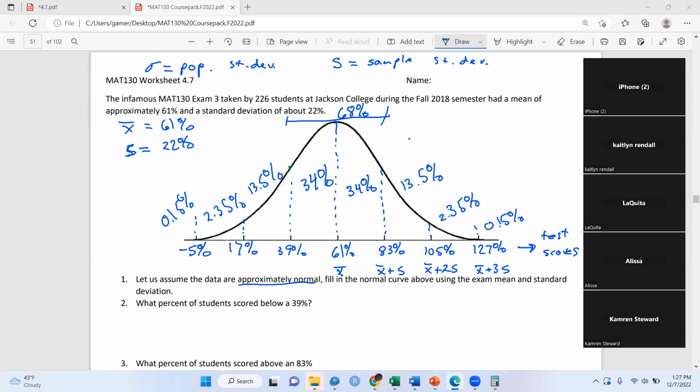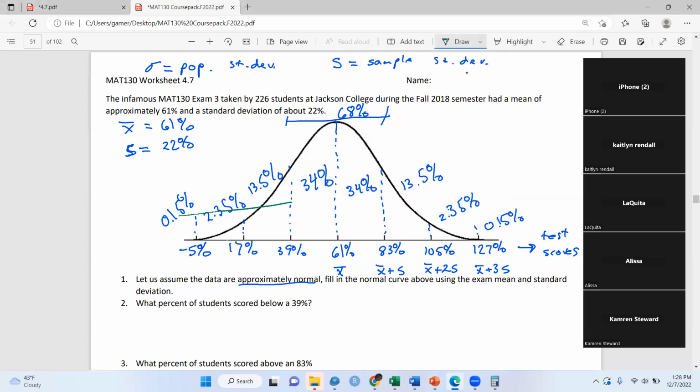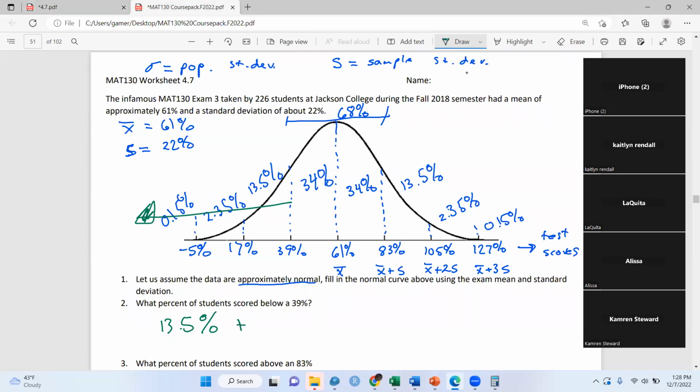Okay, be very careful with this. So we're going from here to here, right? So we're going to do 13.5. Did I get these percentages right? I did. Plus 2.35 plus 0.15. I think you all are right. Yeah, so it's exactly 16%. Good. How many are above 83?